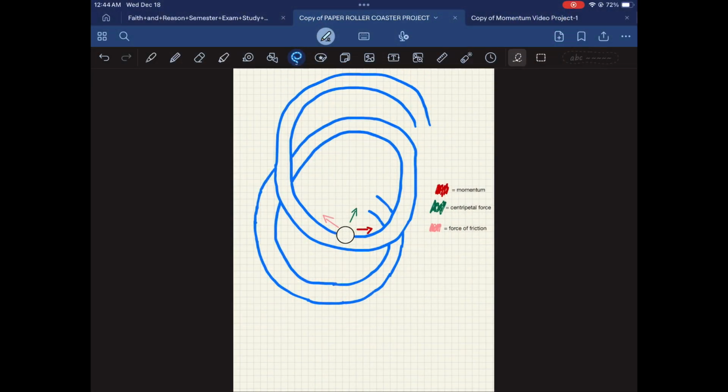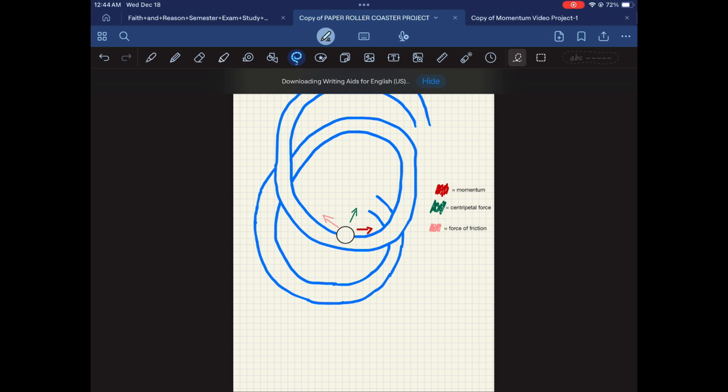You can see in this artistic representation of our group's corkscrew the momentum in red, the centripetal force in green, and the force of friction in pink. The centripetal force pushes the marble towards the bottom of the track. If there were no centripetal force, then the marble would fly off the track due to its current momentum.